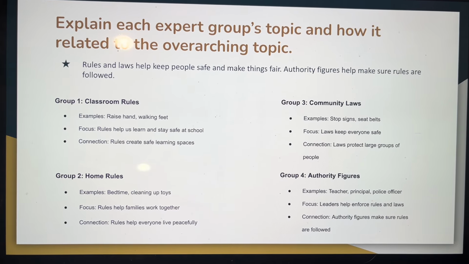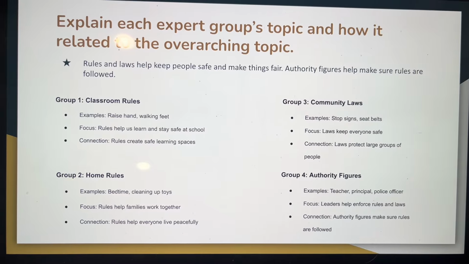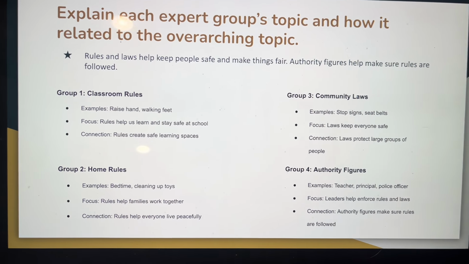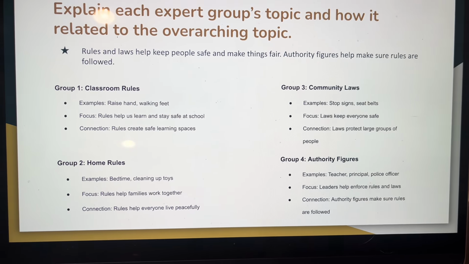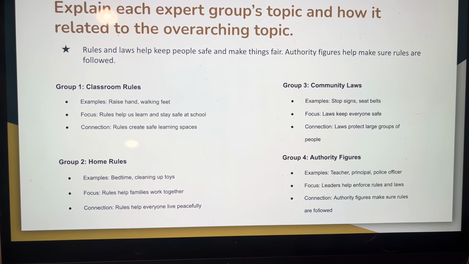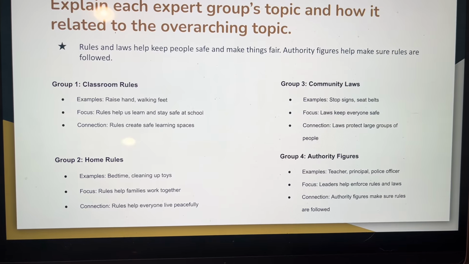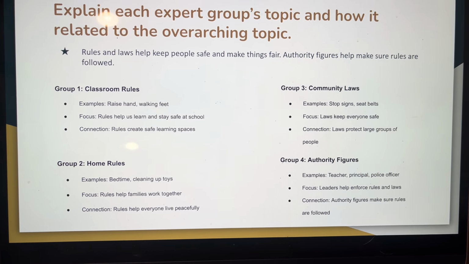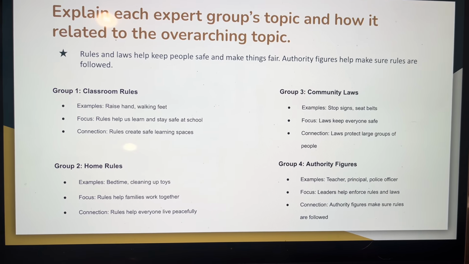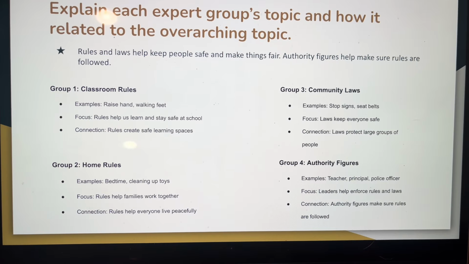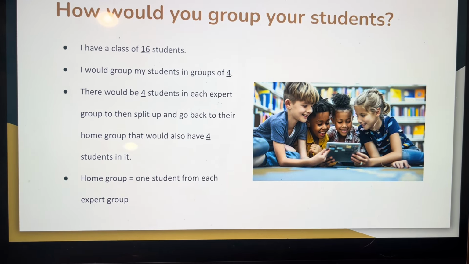Group 3 is community laws. Examples would be stop signs and seat belts. The focus would be laws keep everyone safe. The connection would be laws protect large groups of people. And group 4 is authority figures. Examples would be teachers, principals, police officers. The focus is leaders help enforce rules and laws, and the connection would be authority figures make sure rules are followed.